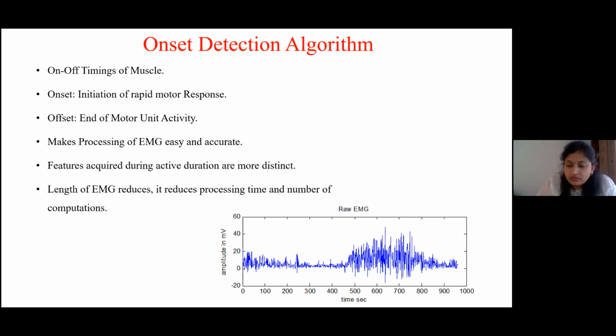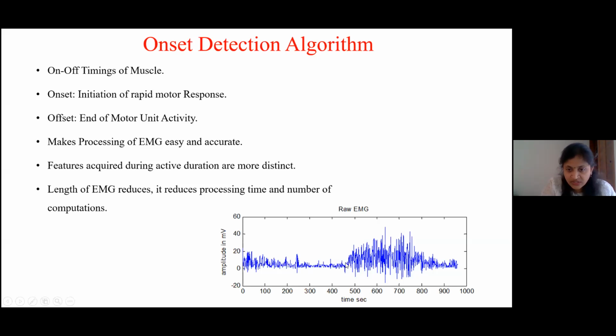Okay, so this is just a time domain feature extraction from the raw EMG signal. But while you are discussing the time domain analysis, one important thing comes into the picture, that is onset detection. So what do you mean by onset exactly? Onset is the on-off timings of the muscle.